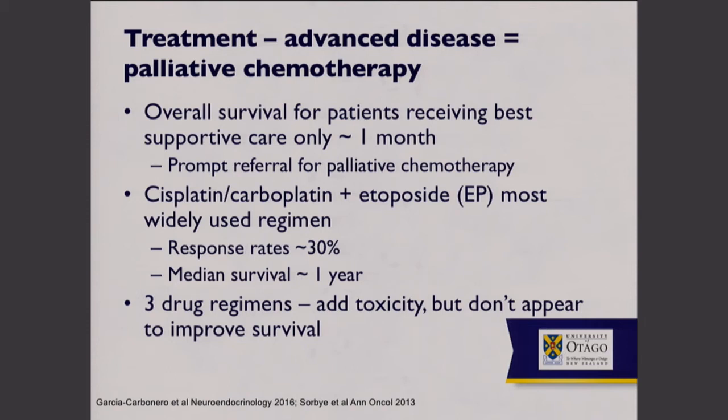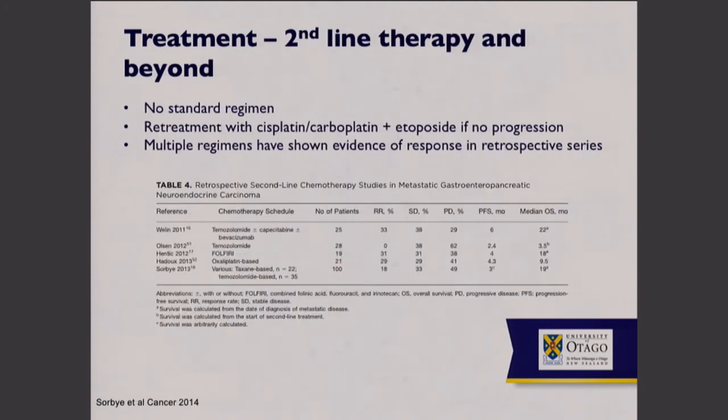3 drugs we don't do because it doesn't seem to improve survival. So that's the non-evidence that we have in first line. The evidence that we have in second line is even worse. And pretty much you can choose your poison and treat people, depending on what side effects they have and what symptoms they've got, and sometimes depending on what their Ki67 is.